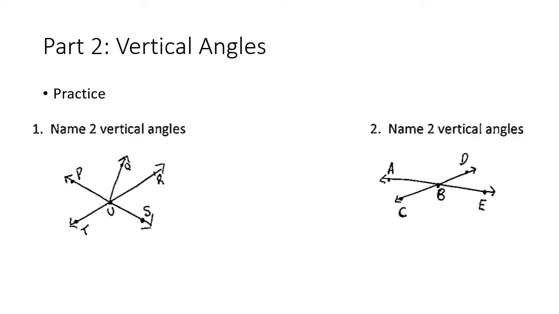Okay, so now take a moment, pause the video, give this a shot. One thing to keep in mind is that you have to have two angles in order to be vertical. No such thing as one vertical angle. These are a relationship.